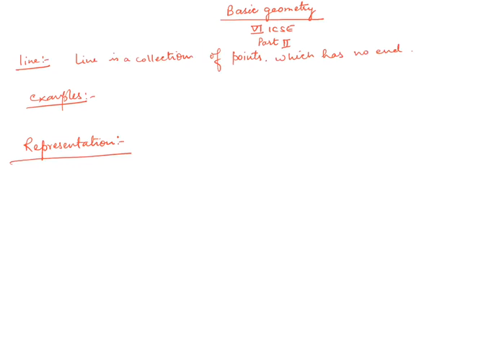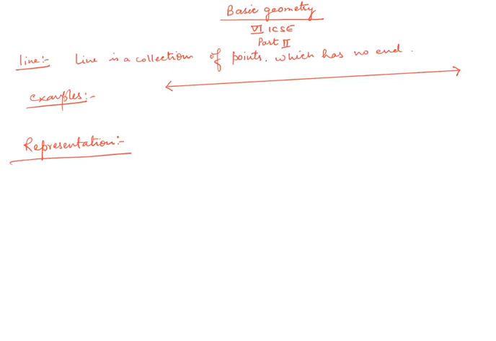Lines. I'll make one line here. So this is your line, and we represent it with two arrows on both the ends. Why do we represent it with two arrows at both the ends? Because it is endless in both the directions. It goes on and on, it never ends. That's why we represent it with the arrows.